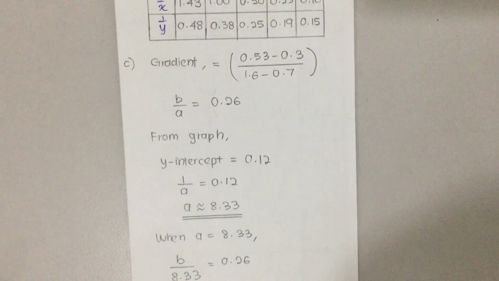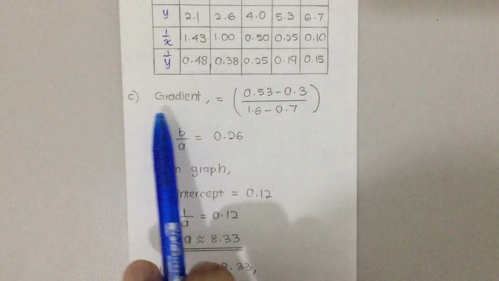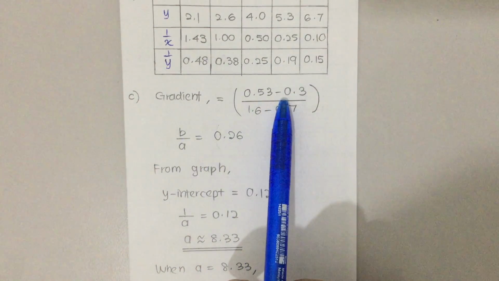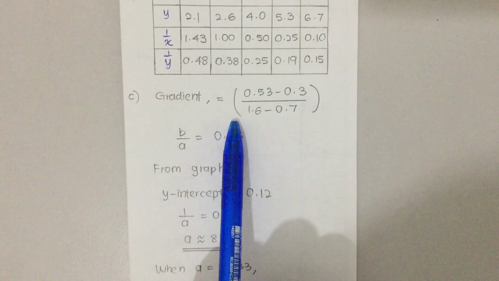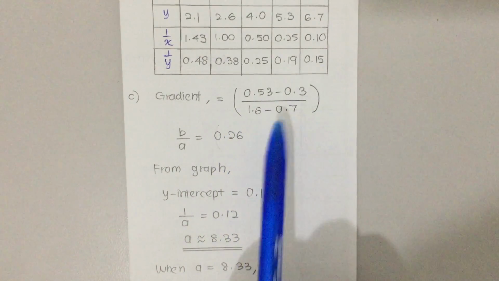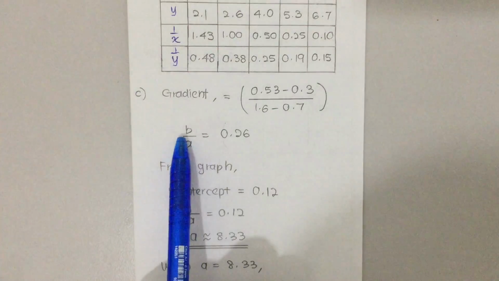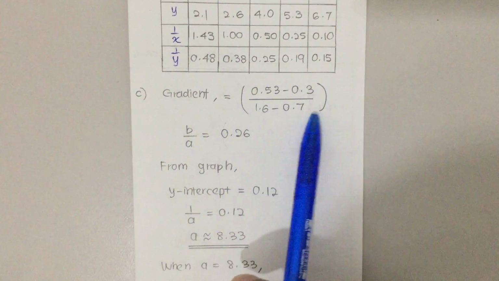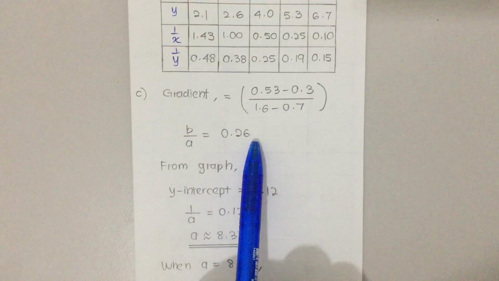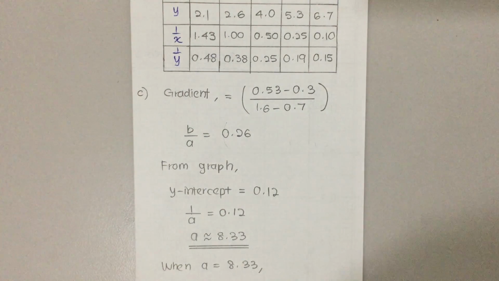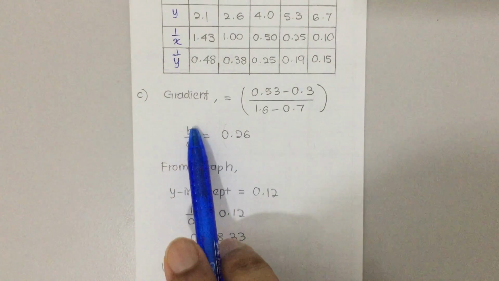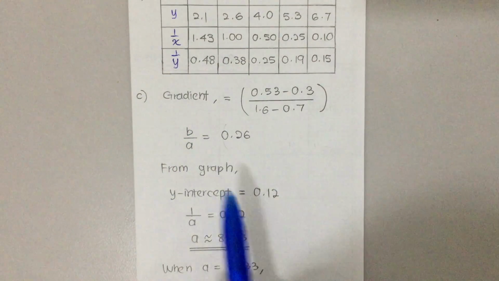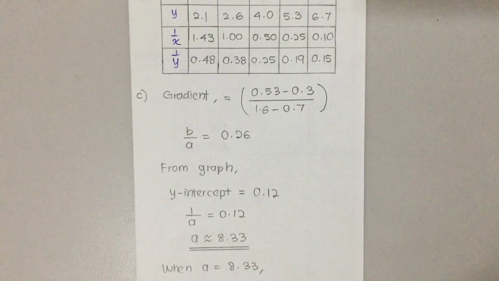Okay, this is the working for gradient equals 0.53 minus 0.3 divided by 1.6 minus 0.7. From here you can compare with b over a, and from this calculation we get the value 0.26. But we still cannot solve this. We cannot find our unknowns a and b since we have no idea of either value. So what we need to do is find the y-intercept value from the graph.